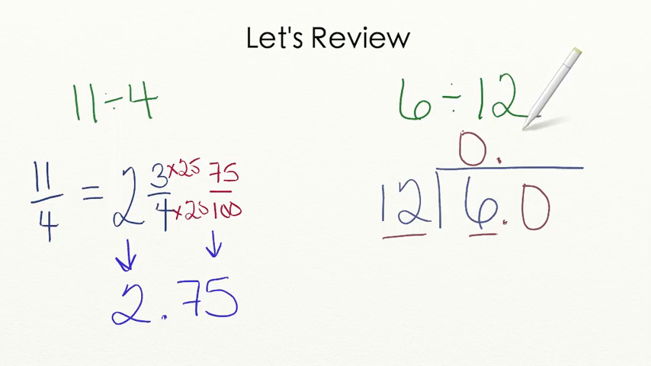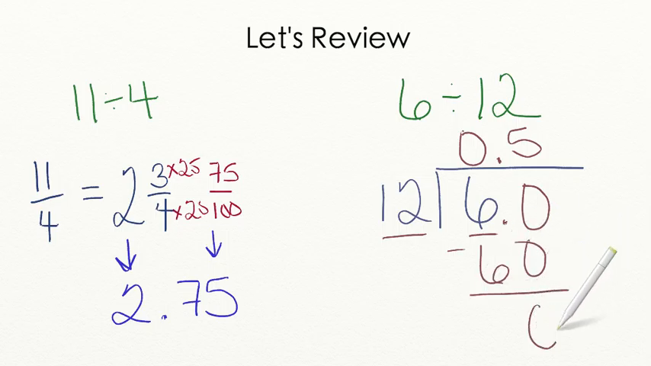12 can go into 60 5 whole times. 12 times 5 equals 60, and then when we subtract out, our remainder is 0. 6 divided by 12 is equal to 5 tenths.